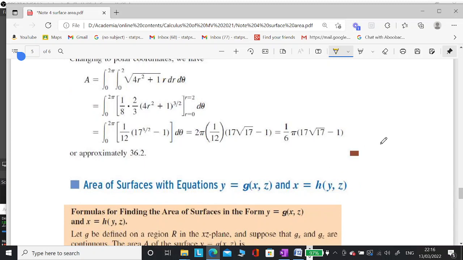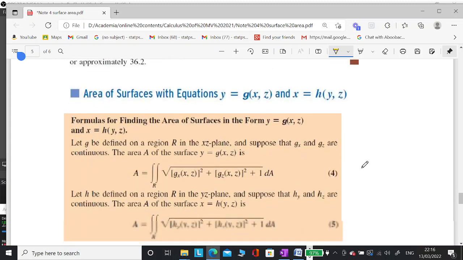Now the area of a surface with other equations. Suppose the equation is given as y equal to g of x, z. That means it is in the xz plane. And if x equal to h of y, z, that is in the yz plane. In those two cases we can modify our formula like this. Let g be defined on a region R in the xz plane.